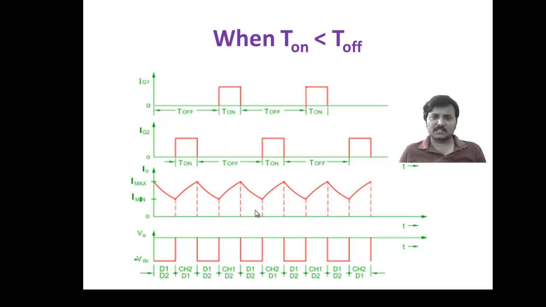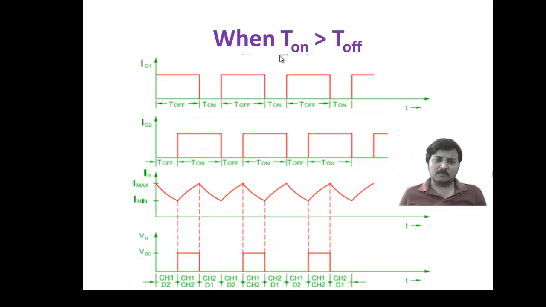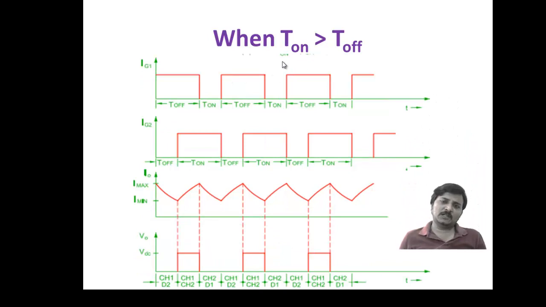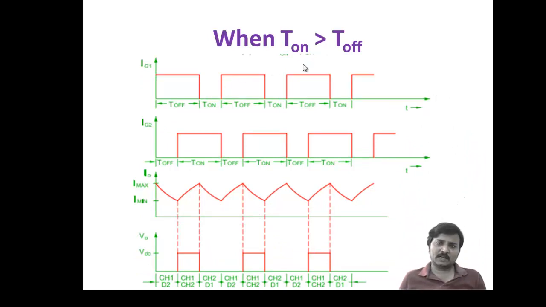So like this the conduction takes place. Now in the second mode of operation, when T on is greater than T off, you can clearly observe T on time is greater than T off time. So obviously the average output voltage is positive.